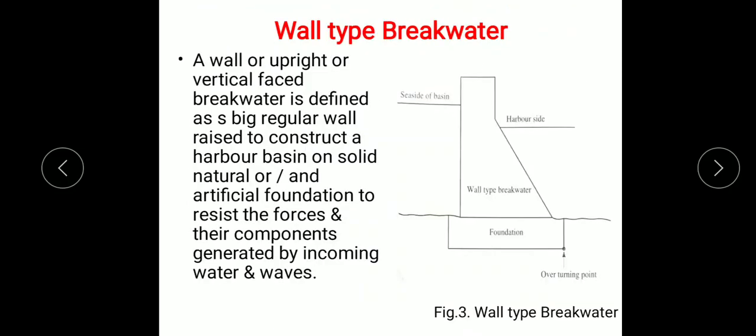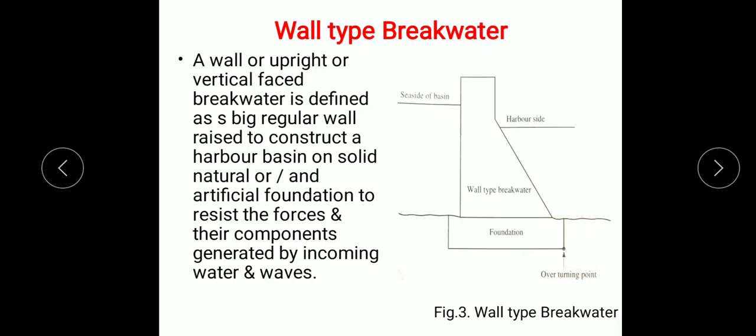Next type is the wall type breakwater. Here figure 3 shows wall type breakwater, in which we can see this is a wall which is constructed to the seaside, and this is a harbor side. This is a foundation of that wall type breakwater, and this is an overturning point.